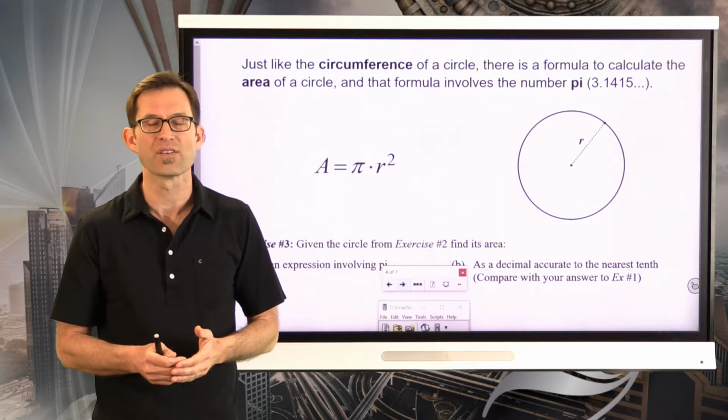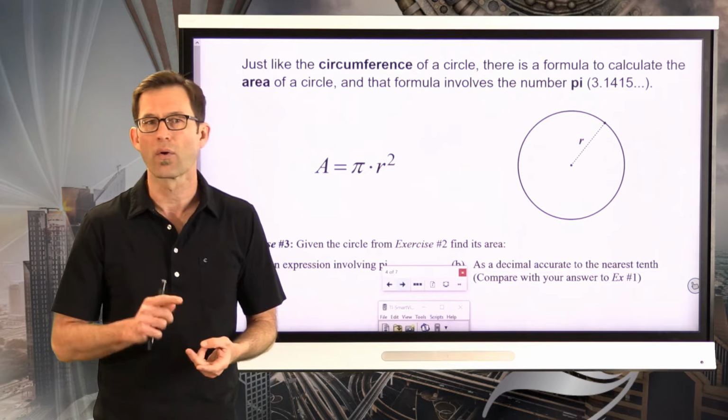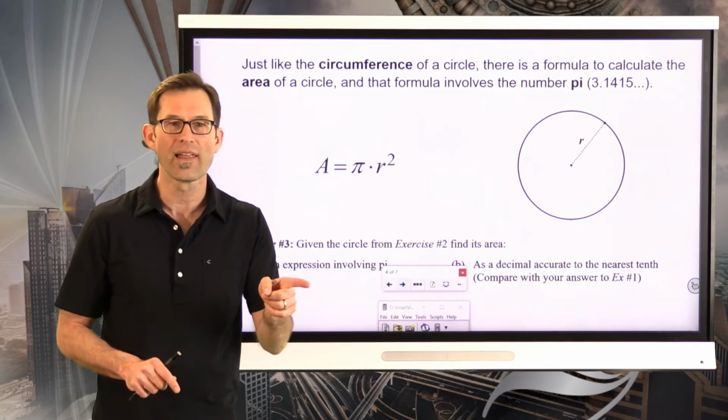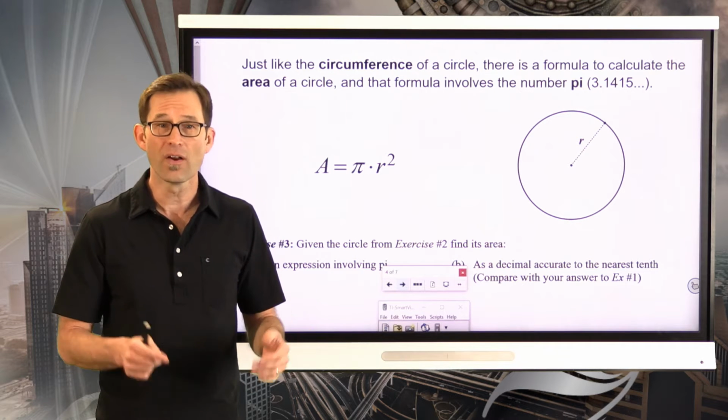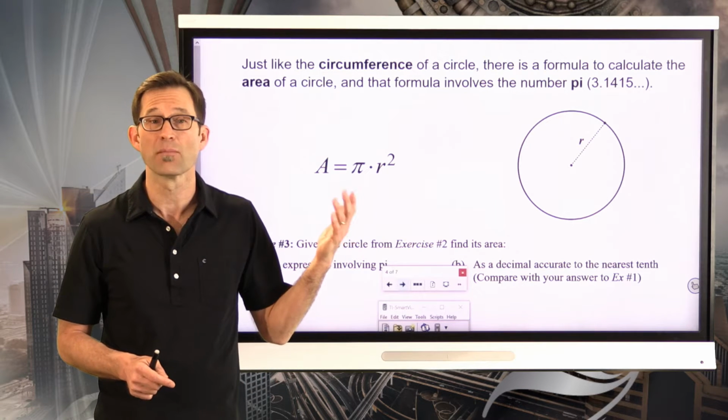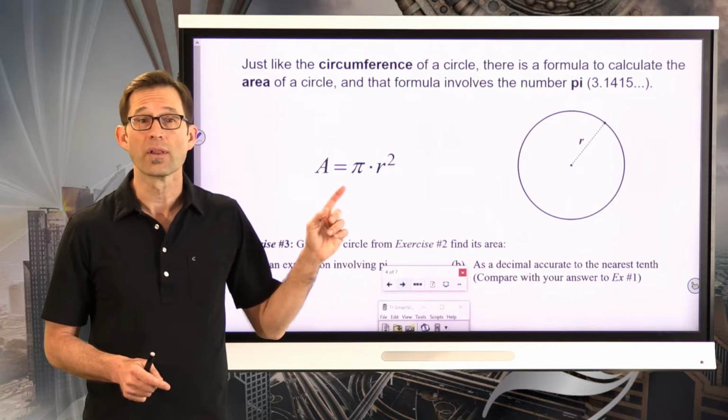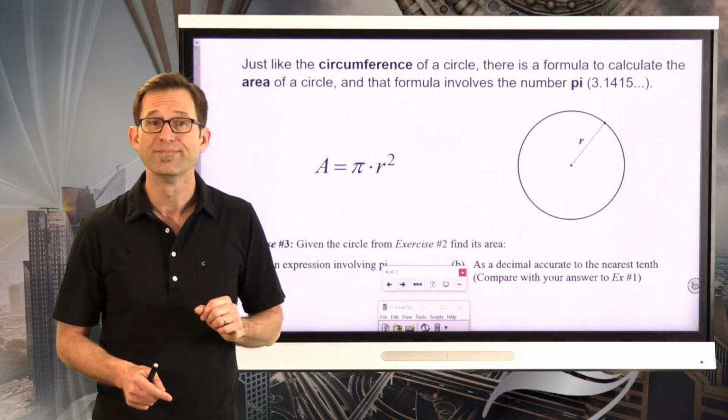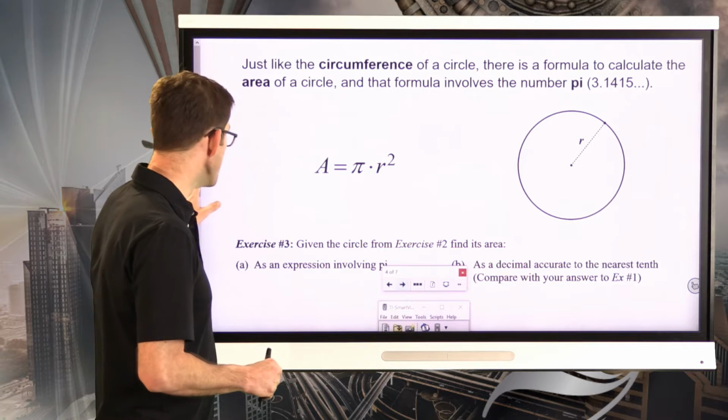I mean, think about the areas of everything else. The areas of a square, a rectangle, a triangle, they're always one length times another length. The thing here is that the two lengths are the same length. So it's literally pi times r times r. Now, let's use this formula.